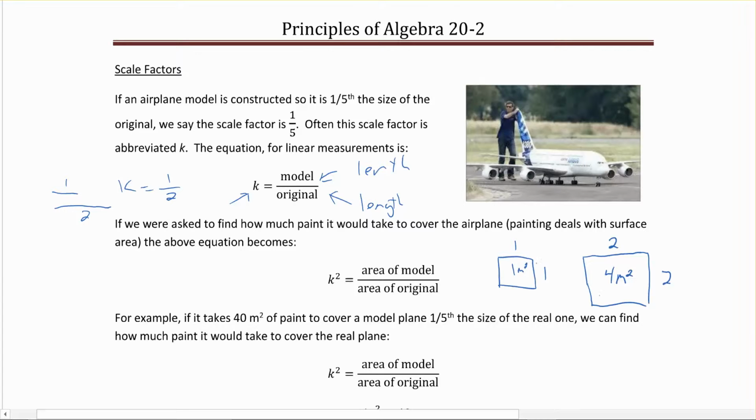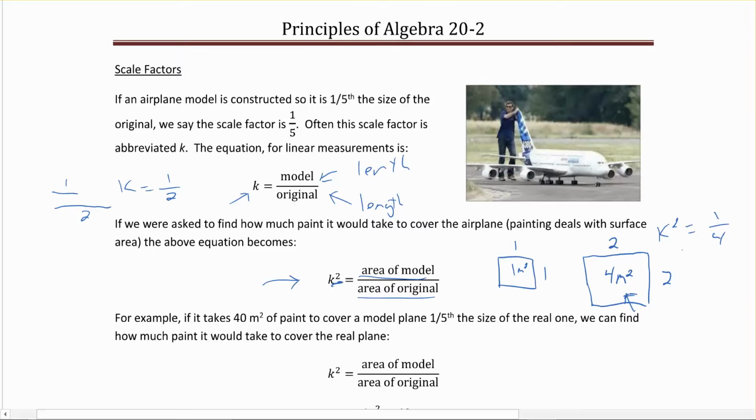So that's where we find this equation from. It's always going to be K, but now squared. K squared is equal to the area of the model divided by the area of the original. So in this case, you would write this out as K squared is equal to the area of the model, which was 1, over the area of the thing you're making bigger, which in this case was 4. So it would start out as K squared is equal to 1 over 4. So that's the idea there.